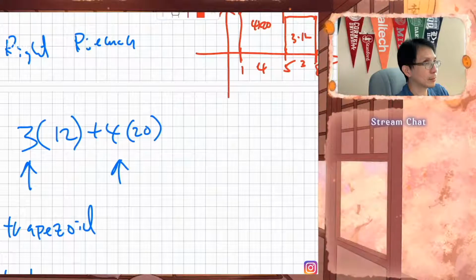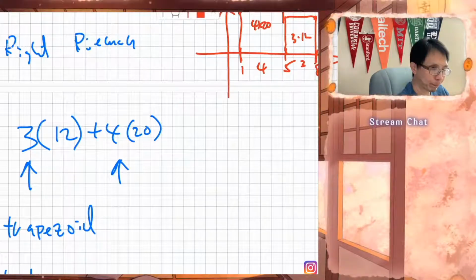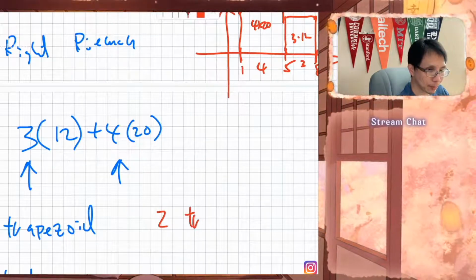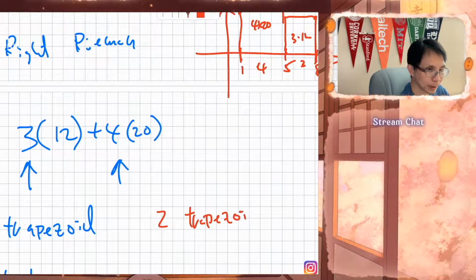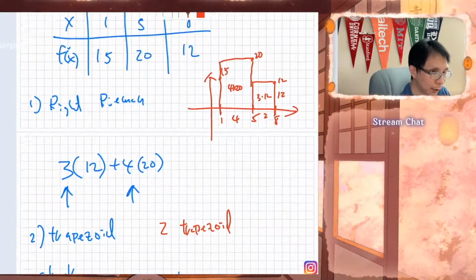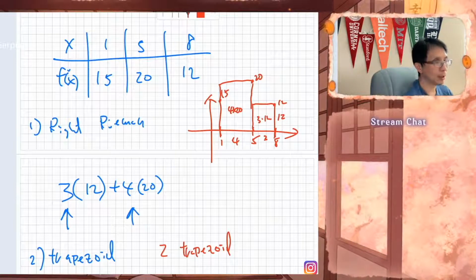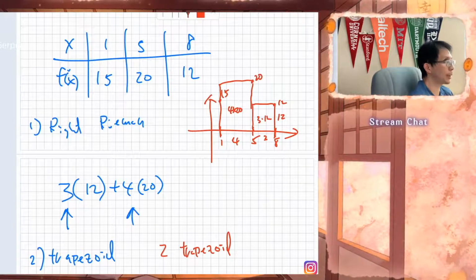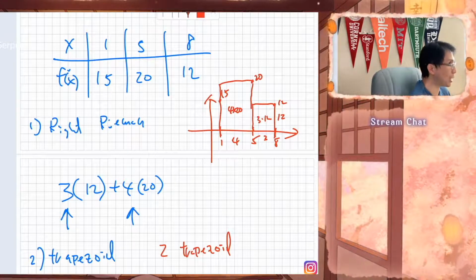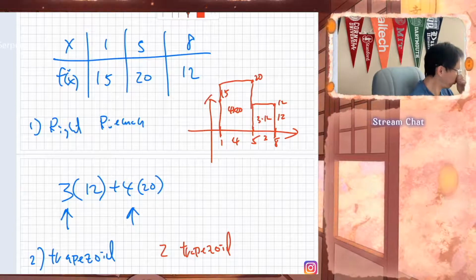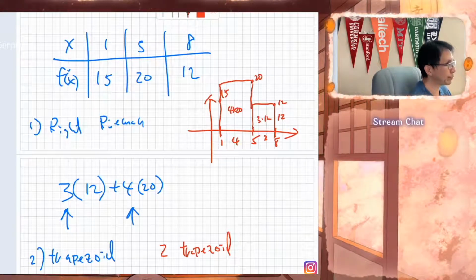How many trapezoids are we making? 2. Good question. 2 trapezoids. But this is with the irregular interval now. So I give you 3 points here. Can you figure out a trapezoid?